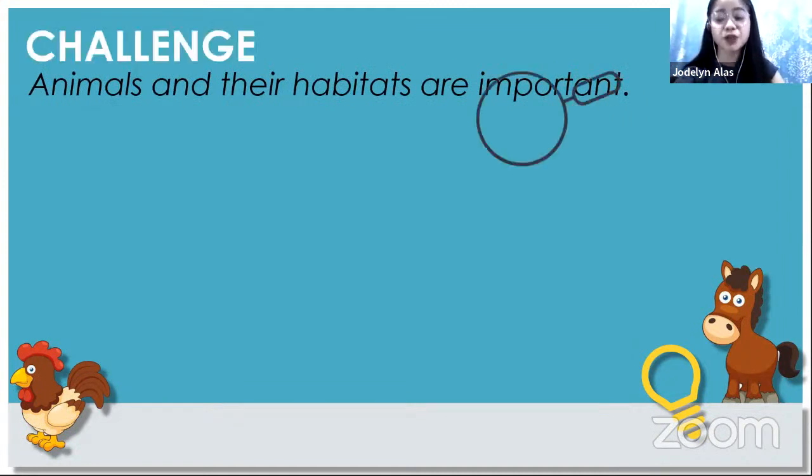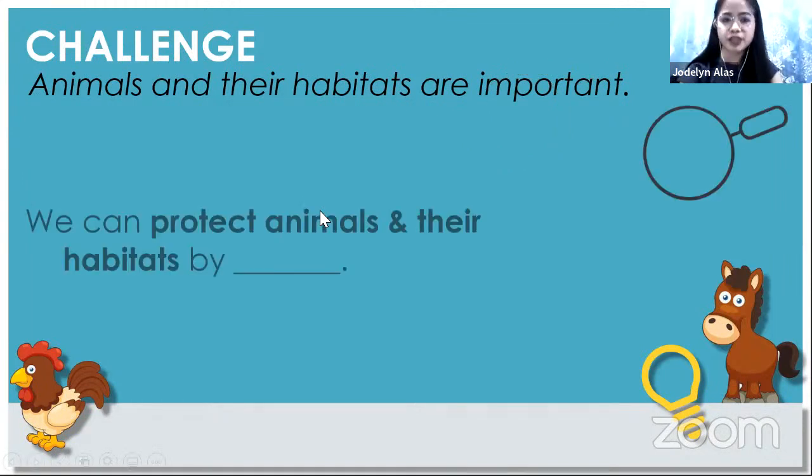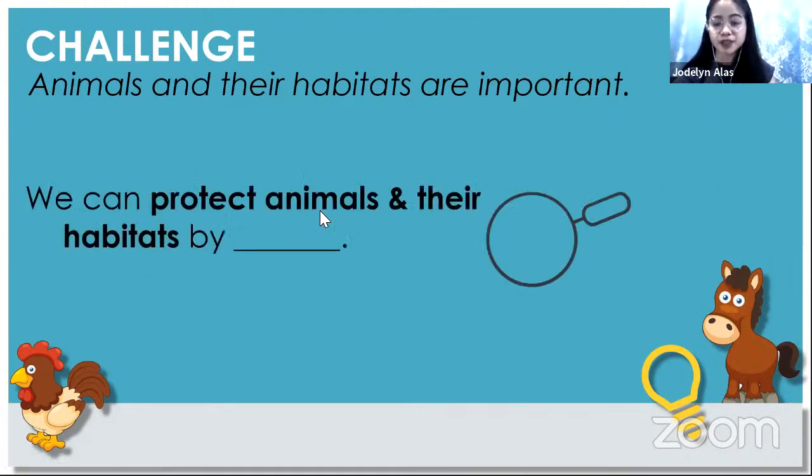Okay, now children, we established today in our class that animals and their habitats are important. Here's a challenge for you. Children, I want you to think of ways we can do to protect animals in their habitat. Please complete the statement I provided. We can protect animals and their habitats by blank. Type I if you want to share your answer. Anyone? Yes, Ariane, may you please share your answer, Anna? We can protect.